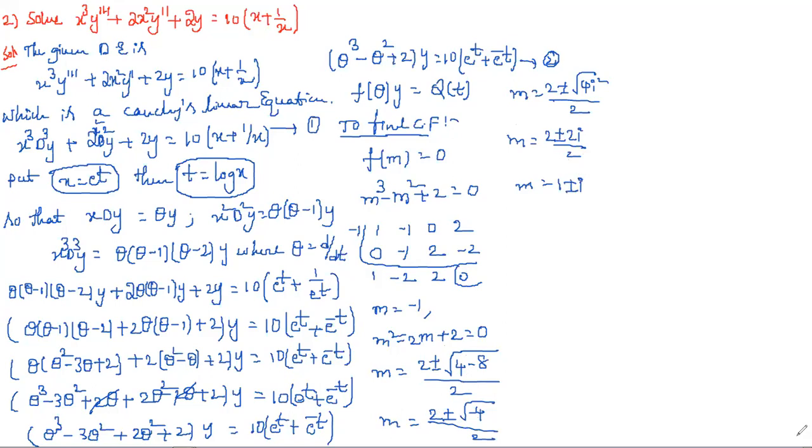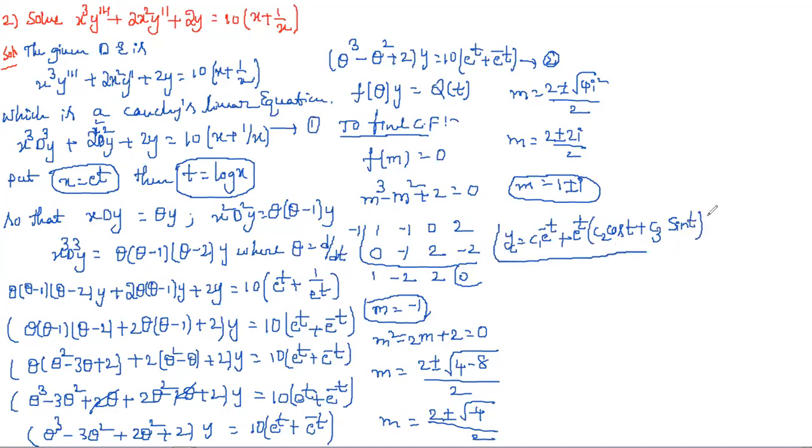Third degree means we need to get a total of 3 roots. One root is minus 1 here, and the other 2 roots are complex conjugates. Now the complementary function yc is equal to c1 e power minus t for the first root, plus e power t into c2 cos t plus c3 sin t. Why? Because alpha is equal to 1 and beta is equal to 1. This is the complementary function, where c1, c2 and c3 are arbitrary constants.